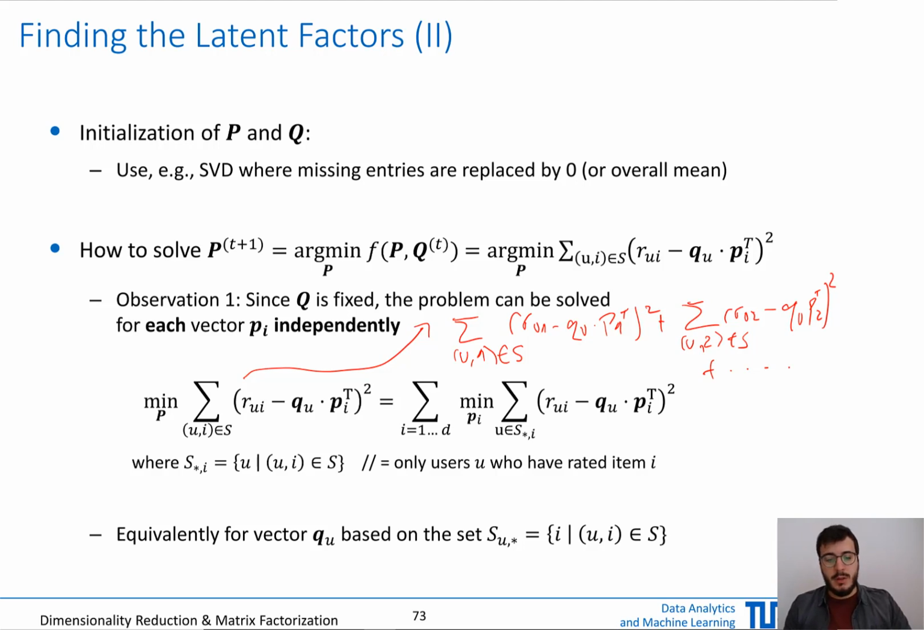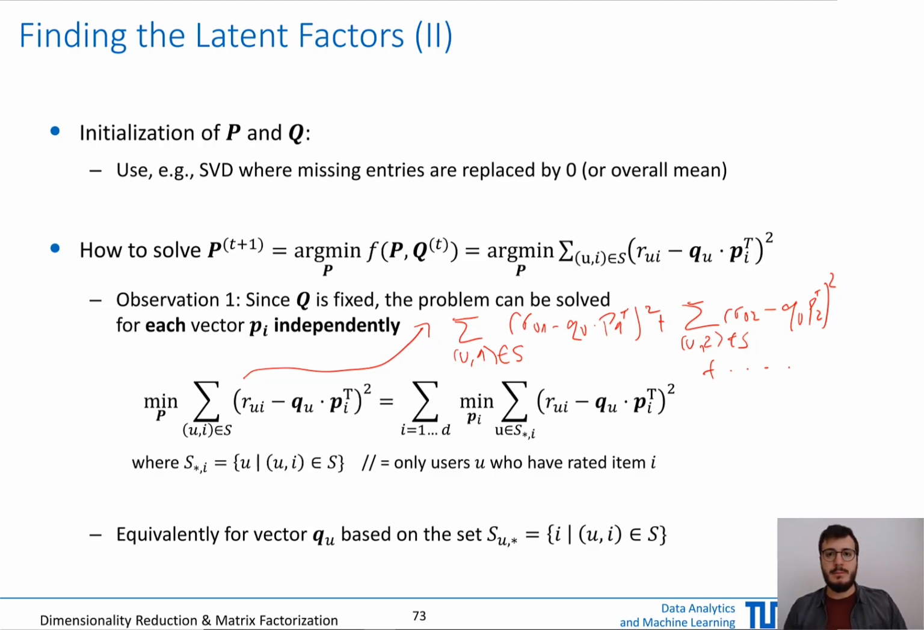The notation we're going to use here is this set S star I, which simply denotes all of the users which have rated that item I. Equivalently, the same thing holds the other way around. If now P is fixed and we're solving for Q, we're going to get the same thing, but now we're going to have optimization problems over QU, and the sets we're going to be working with are the sets U star, the sets of all items which have been rated by a particular user.